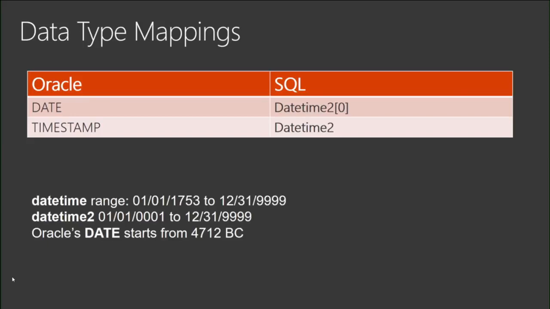DateTime only supported, if you look at the first one, a range from 1st January 1753 to 31st December 9999. That's the Gregorian calendar that DateTime follows. DateTime2 has a higher precision. But Oracle's DATE goes even beyond, and it starts from 4712 BC. That's really far. If you have an application that actually needs that kind of support, then SQL will not be able to support that. Then you will have to work with varchar and convert it back.